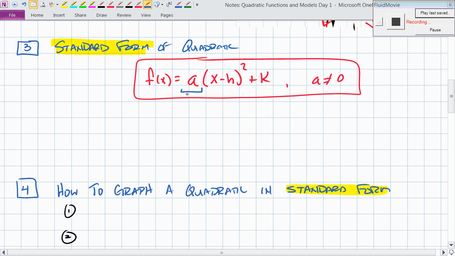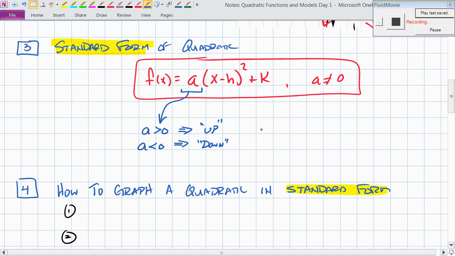For example, the constant out in front: if your a is greater than 0, that implies you're going to have an up-facing parabola. If your a is less than 0, or negative, that implies you're going to have a down-facing parabola. So up, it'll hold water, or down, it will not hold water. So that's one thing it tells you right away.